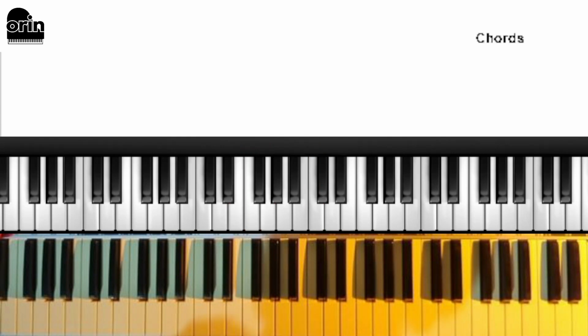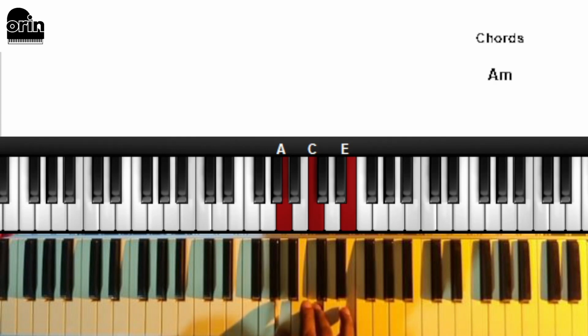So that's the first reason why we use chord inversions, to bring our playing tighter. We want to bring everything close to A minor right here. This is A minor.